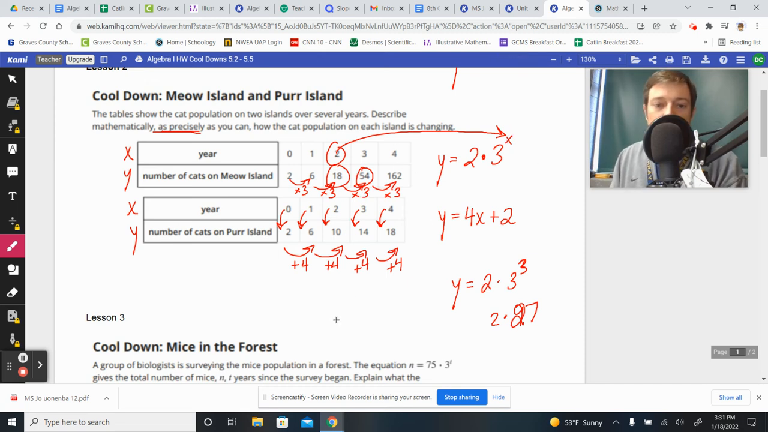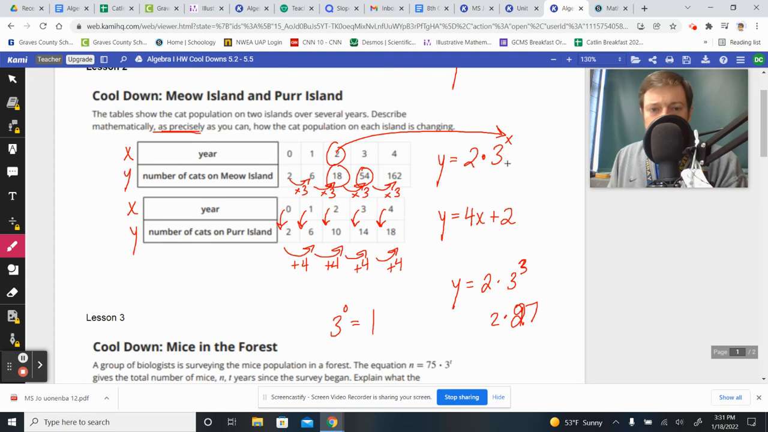I don't know if you've tried it before, but any number to the 0 power is equal to 1. So that would become 1 times 2, which is 2. So as we look at some of these exponent rules, that'll help with what we're going to be doing lately. But you could say on Meow Island, we are tripling in population, and on Purr Island, we are adding 4 new cats every year. And precisely with mathematics, we can write these equations to show how the growth is changing.